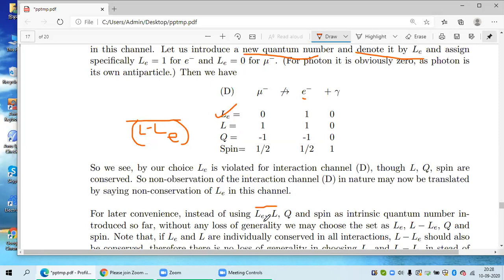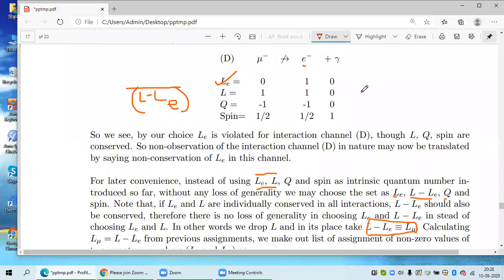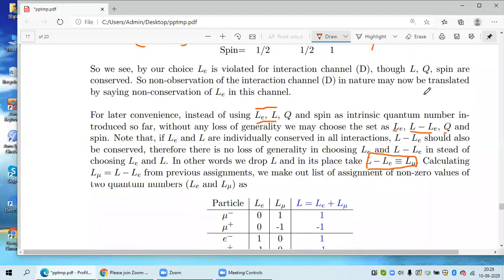So instead of choosing LE, L, Q and spin as intrinsic quantum numbers, we can choose LE, L minus LE, Q and spin, and we denote L minus LE by L mu. Instead of L, we will now use a different quantum number L mu. We have already assigned L and LE for all particles, so we can easily find the LE assignments and then calculate L mu using this relation. Is it clear? There is no loss in generality in using that. Look at this.